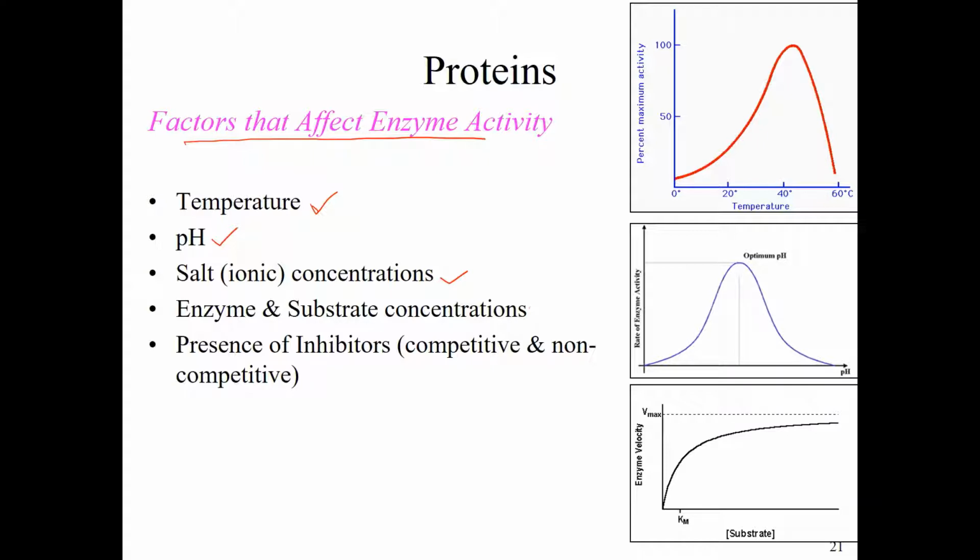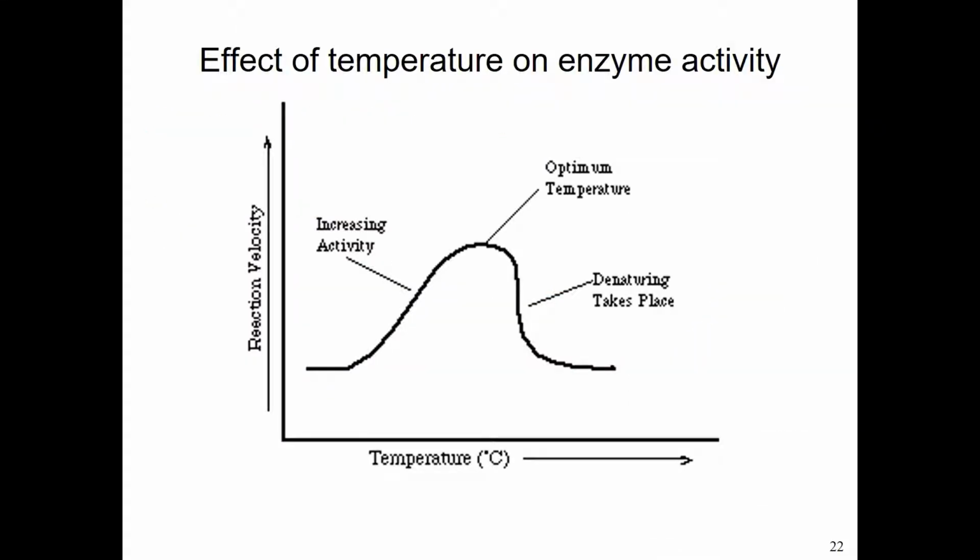Enzyme and substrate concentrations also affect enzyme activity. The presence of inhibitors also affects the rate of enzyme activity. Let's look at the effect of temperature on enzyme activity. Here the y-axis shows the reaction velocity and the x-axis shows the temperature.